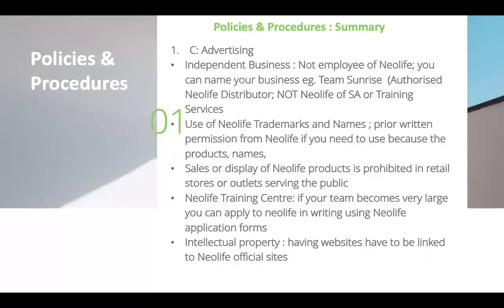The other part is the use of Neolife trademarks and names. For example, Neolife International is a trademark name for the company. GNLD is a trademark name for the company. Nutrients Organic is a trademark name for its products. All right? You cannot use this as part of your trademark. You can use them to advertise and say, I am an independent distributor of Neolife products. I am an independent distributor of Nutrients Organics.